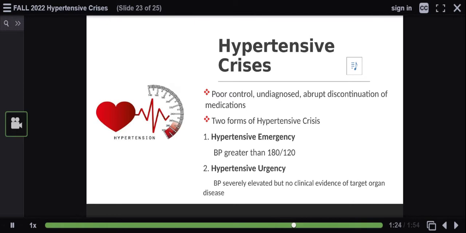The second type of hypertensive crisis is the hypertensive urgency. On the contrary, the symptoms develop over days to weeks. You don't even notice, but you would notice the blood pressure is getting severely elevated, more than 180 for the systolic and 110 or more for the diastolic. But the difference with this is there's no evidence of target organ damage with hypertensive urgency.